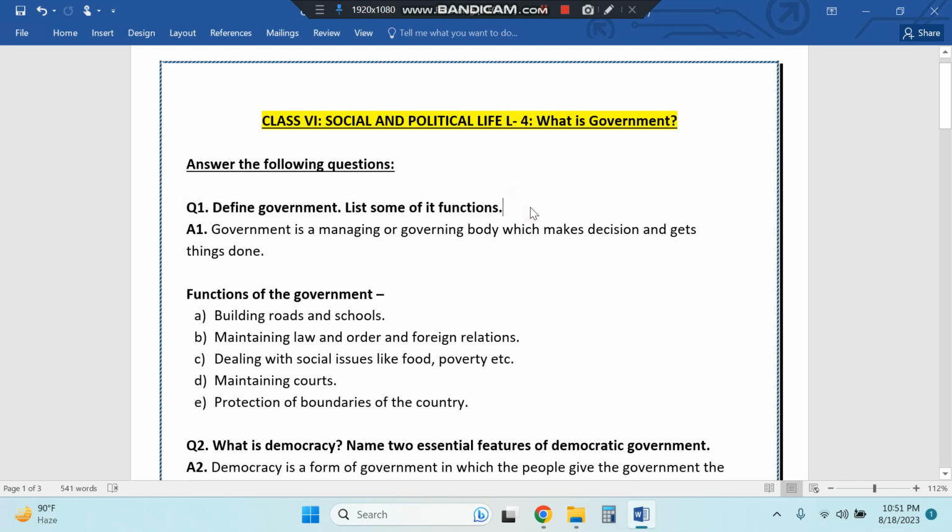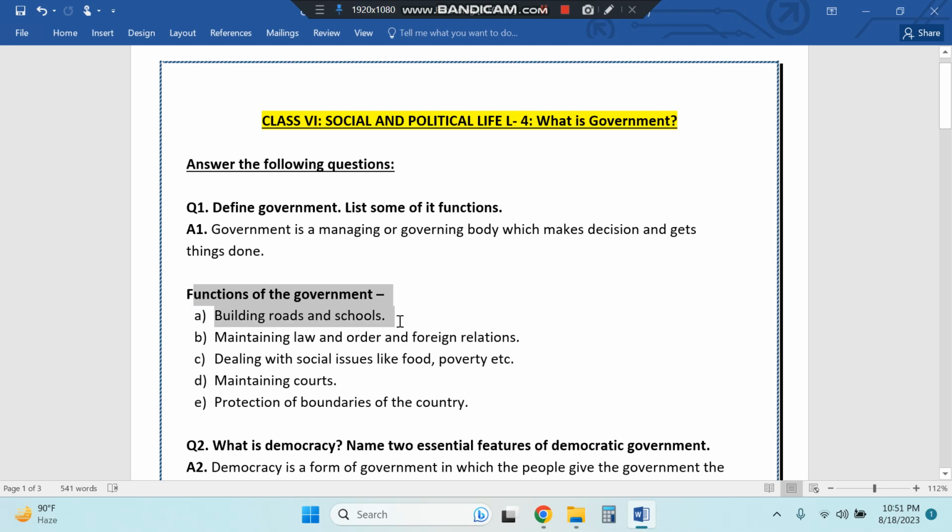Government is a managing body or governing body which makes decisions and gets things done. People elect their representatives and they form the government, and then the government basically runs the entire country. There are lots of functions of government.